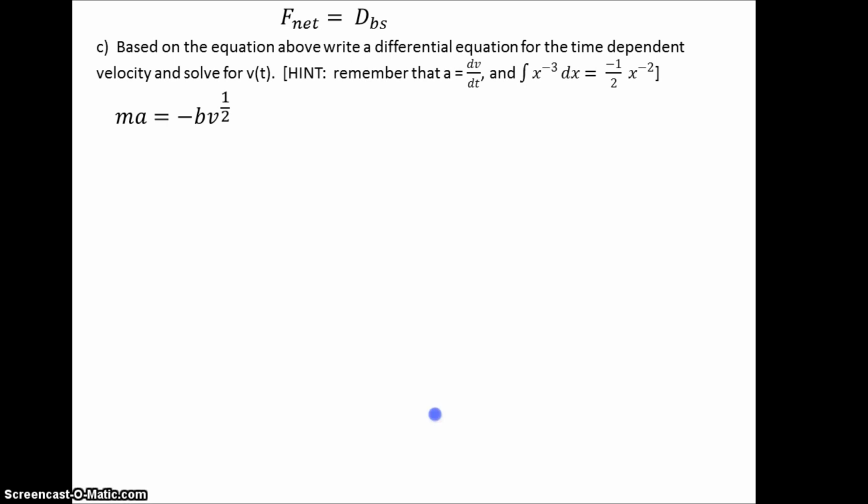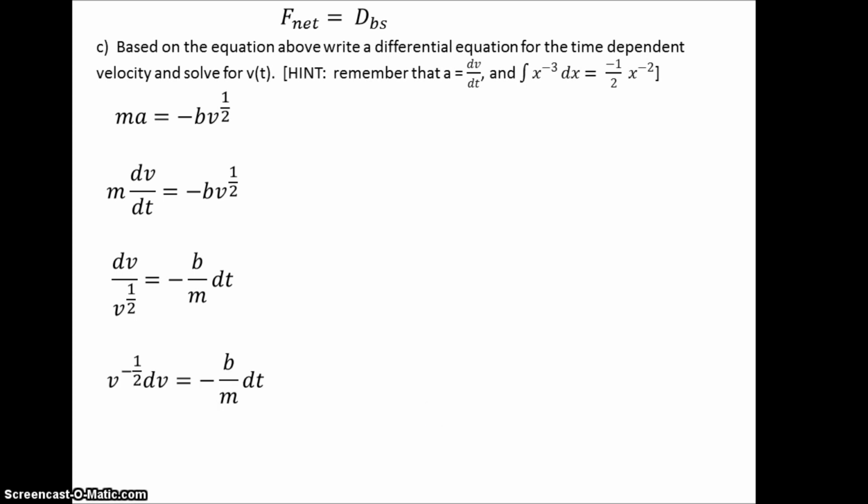We can now plug in that a is really dv over dt. It's the time rate of change of the velocity. Divide both sides by m. Divide both sides by v to the 1/2. And we get dv over v to the 1/2 equals negative b over m times dt. Let's integrate both sides from, excuse me, not from 0, from 5 to some v of t, and from 0 to t seconds.